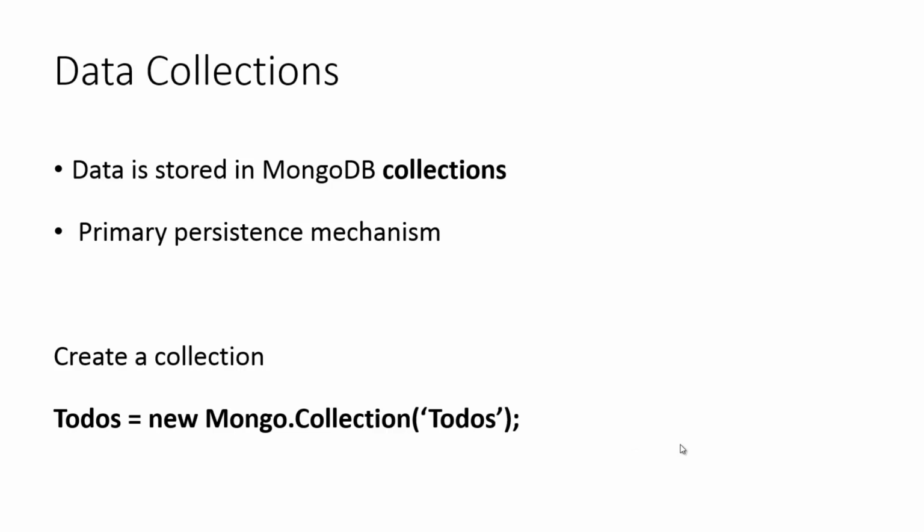Data is stored in MongoDB collections, and if you're not familiar with NoSQL databases and collections, a collection is basically like a table in a relational database. So if it's a blog, you may have a post collection and a categories collection. This is the primary persistence mechanism of the data in Meteor. And you can see that creating a collection is really easy. We're just saying Todos = new Mongo.Collection, and then whatever you want to name it, 'todos'.